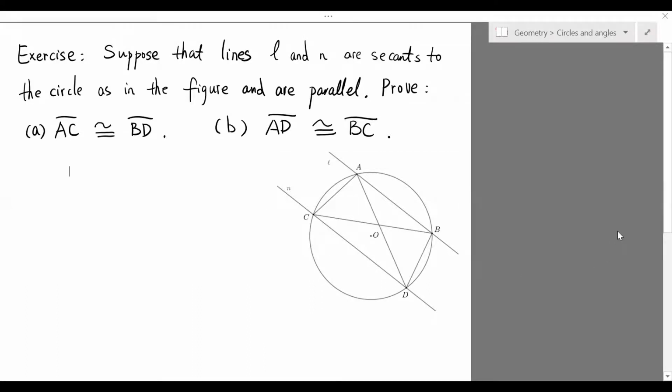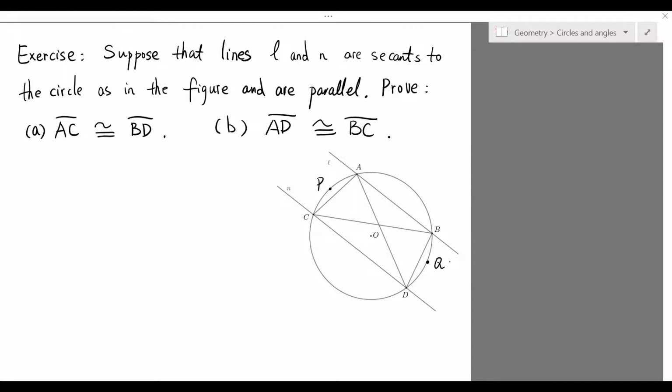For instance, let's denote the arc intercepted by the chord AC as arc APC, and the arc intercepted by the chord BD as BQD. So for our purpose, if we're able to show that the measures of these two arcs are equal to each other, then the congruence of those two line segments would follow. On the other hand, we also recall that the measure of the arcs corresponds to the measure of the inscribed angle facing those two arcs.